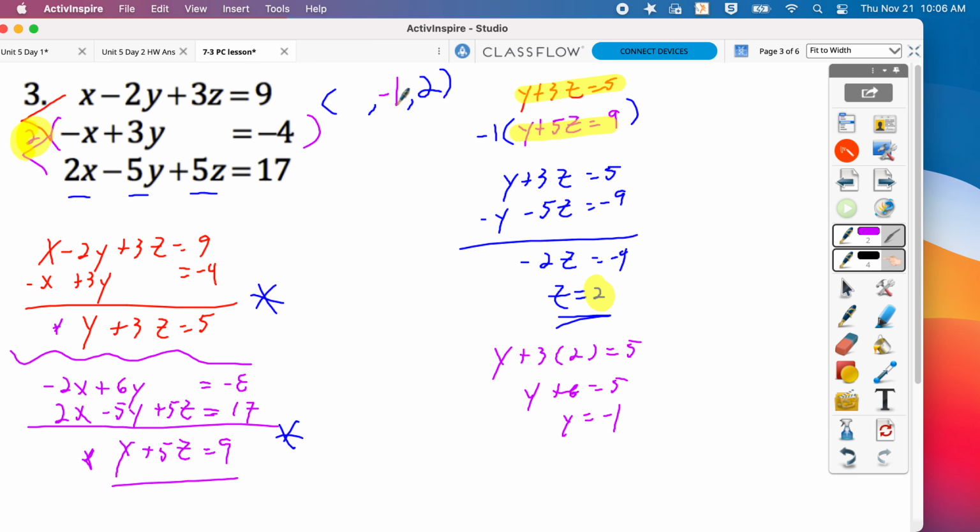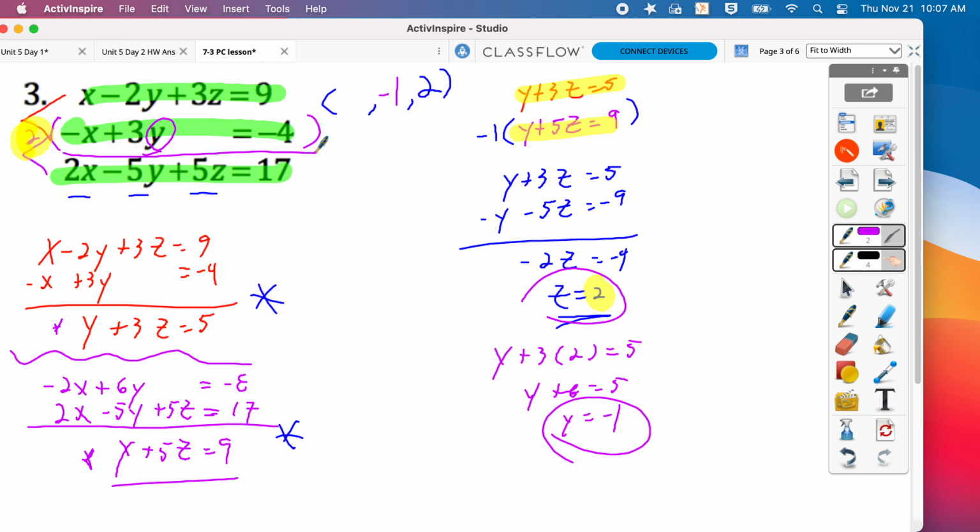Now I have y's and z's. Once I get y's and z's, I'm going to come over here and pick one of these three original ones to find x. Doesn't matter which one you pick, but to make my math as easy as I can, I'm going to plug y and only y into that middle one. And I get x equal 1.